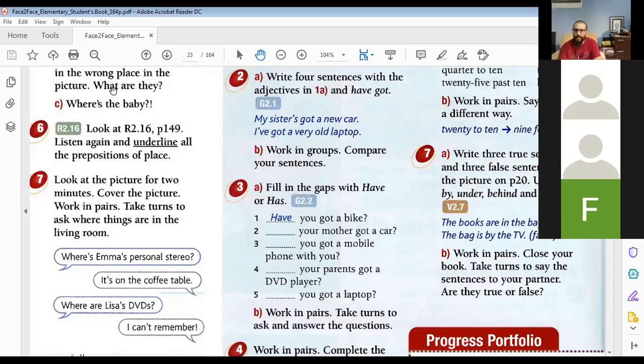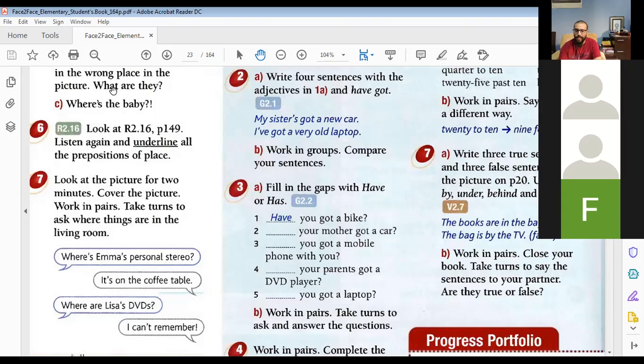All right, okay, let's see Basma. Basma, can you think of 2 examples? One of them is true and one of them is false. And Fatima will tell us which one is true and which one is false. Yes. Number 1, the plant is by the sofa. Okay. Number 2, Emma is by the TV.